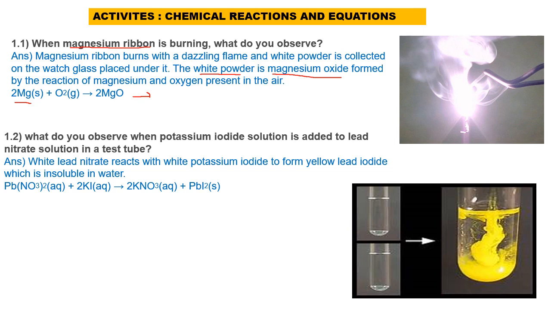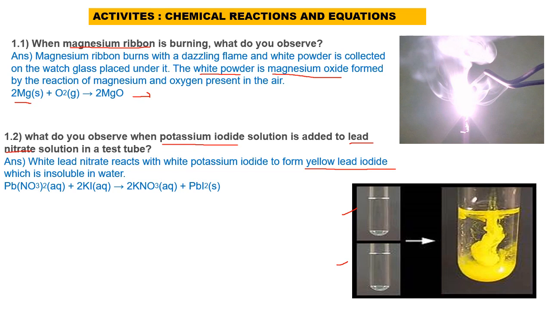Now coming to the next question: what do you observe when potassium iodide, KI, solution is added to a lead nitrate, Pb(NO3)2, solution in a test tube? So lead nitrate reacts with potassium iodide. You can see the solution here, lead nitrate and potassium iodide; they look transparent, but when you mix them you will get a yellow lead iodide solid which is insoluble in water.